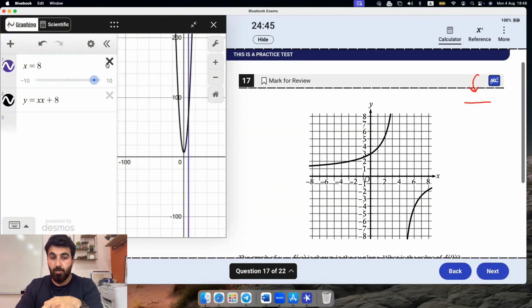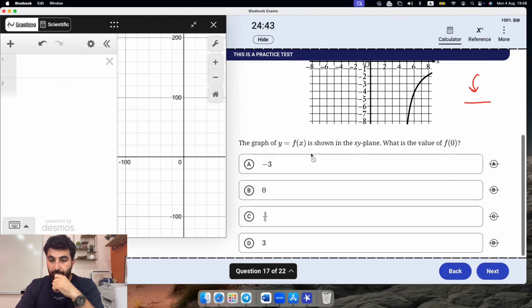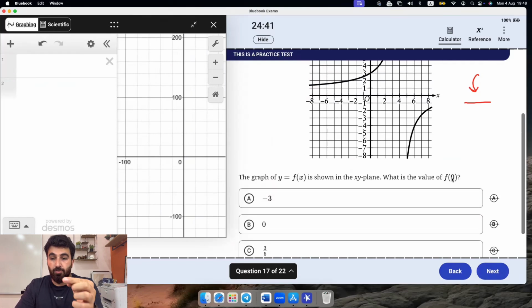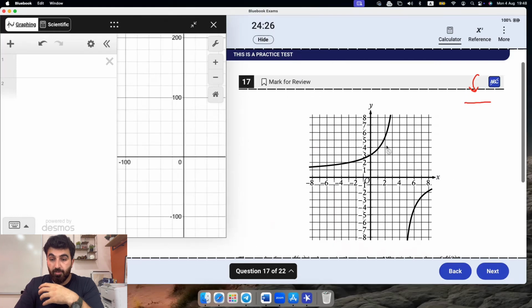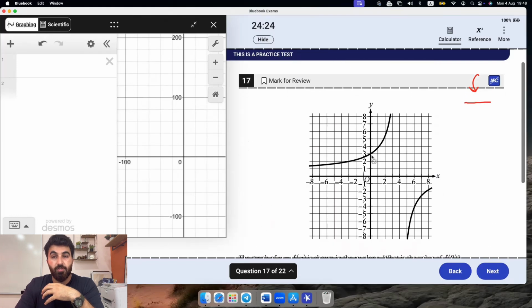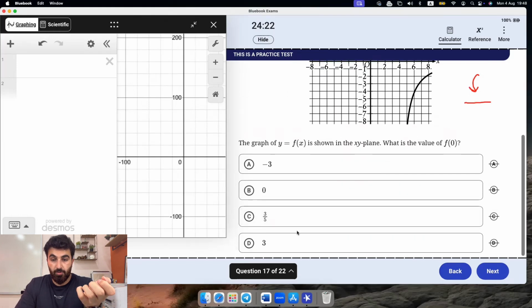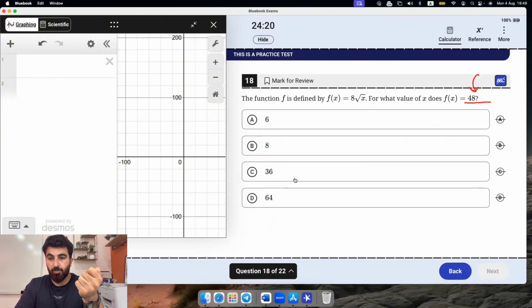Okay, next question, you have the graph. What is the value of f(0)? f(0) means the graph is f of x, right? f(0) means x is 0. When x is 0, it means we are looking for the y-intercept. The y-intercept of the graph is here, you see. When x is 0, y is 3. So that was easy, to be honest.